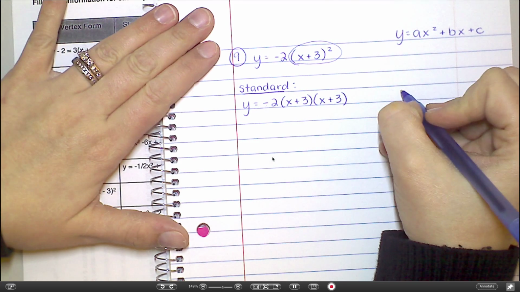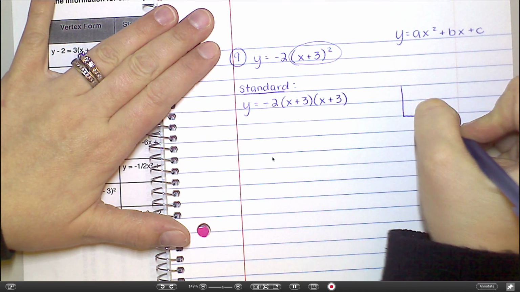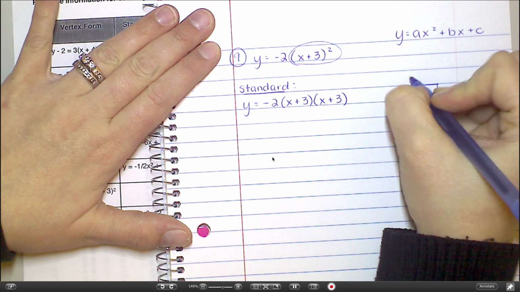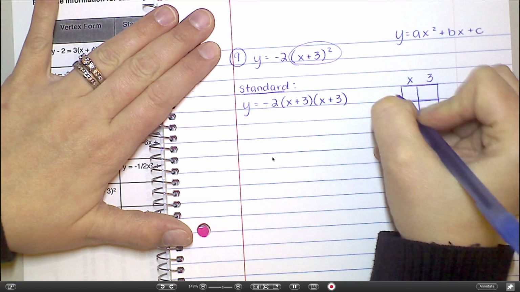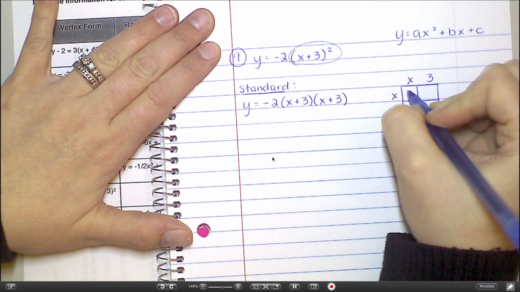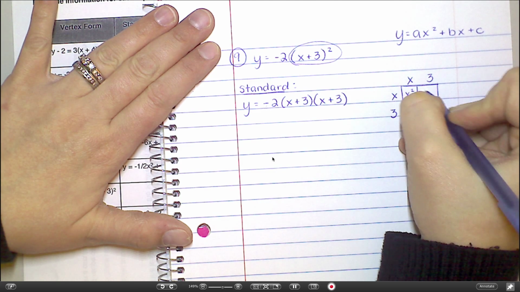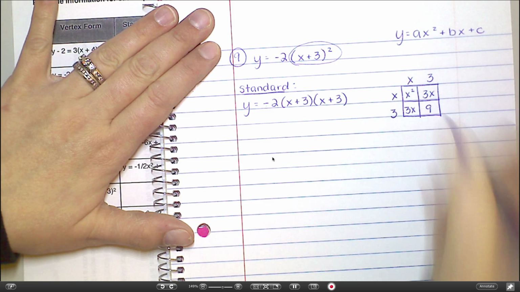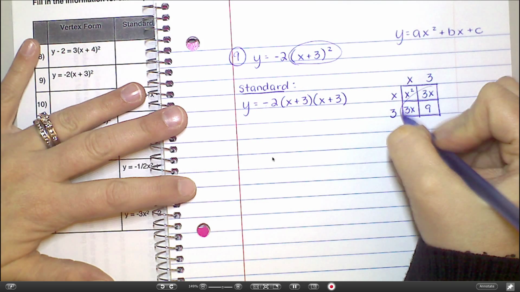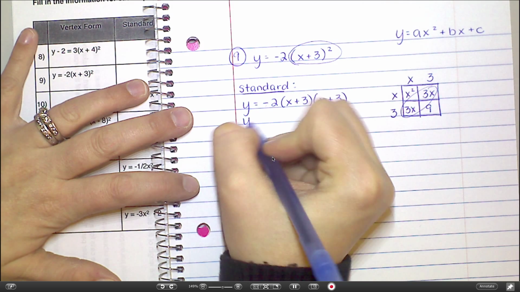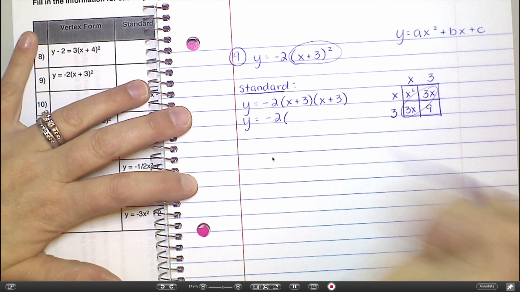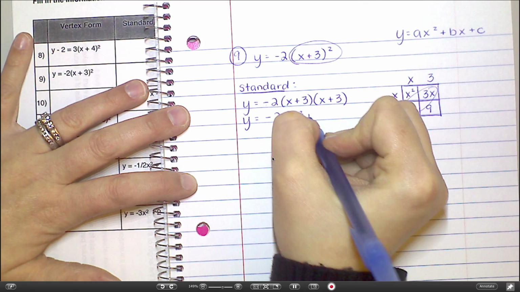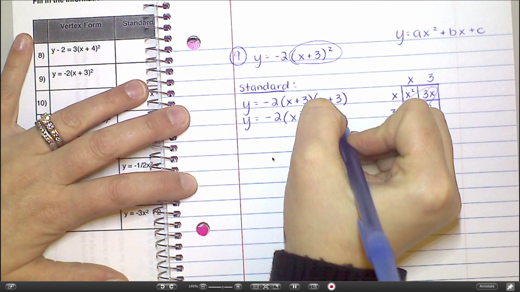So if I was going to do this with the box, because I know that's many of our preferences, x plus 3 would be x and 3, x and 3. This would become x squared, 3x, 3x, and 9. Okay. And then I can combine my 3x's, so when I put it back over here, I get y equals -2 times (x squared plus 6x plus 9).